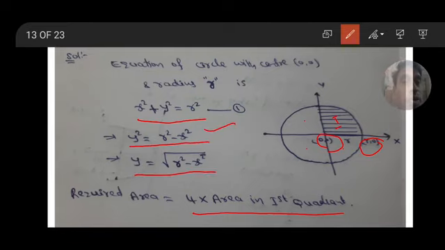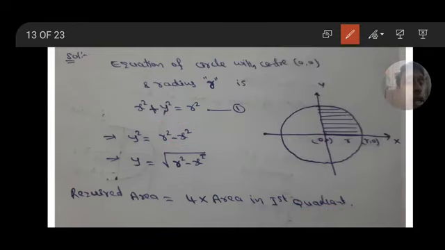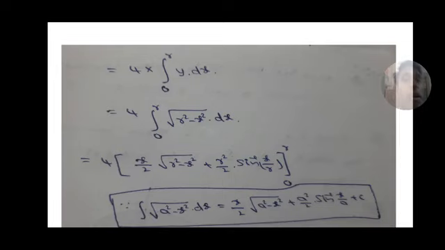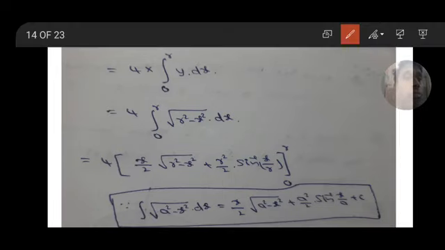So y equal to square root of r square minus x square. The required area equals 4 into the area in the first quadrant. So the area in the first quadrant formula is 4 into integration 0 to r of y dx, because the limits are 0 to r. Y means square root of r square minus x square. So 4 into integration 0 to r of square root of r square minus x square.